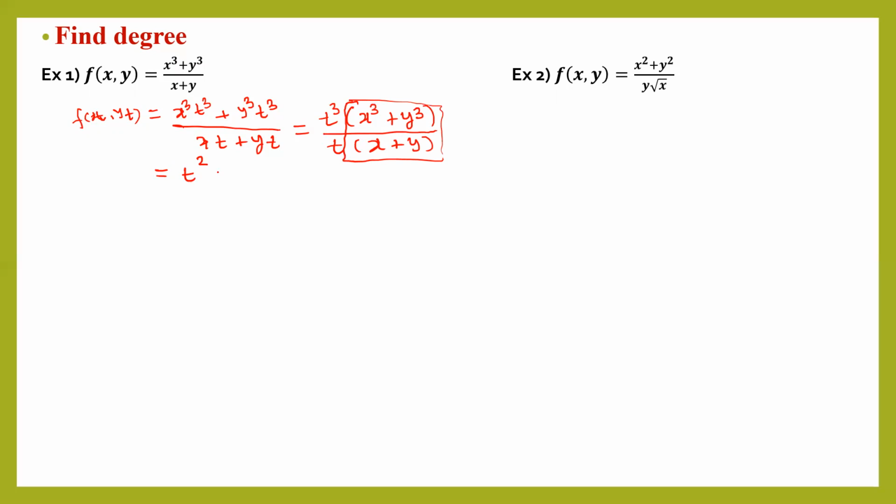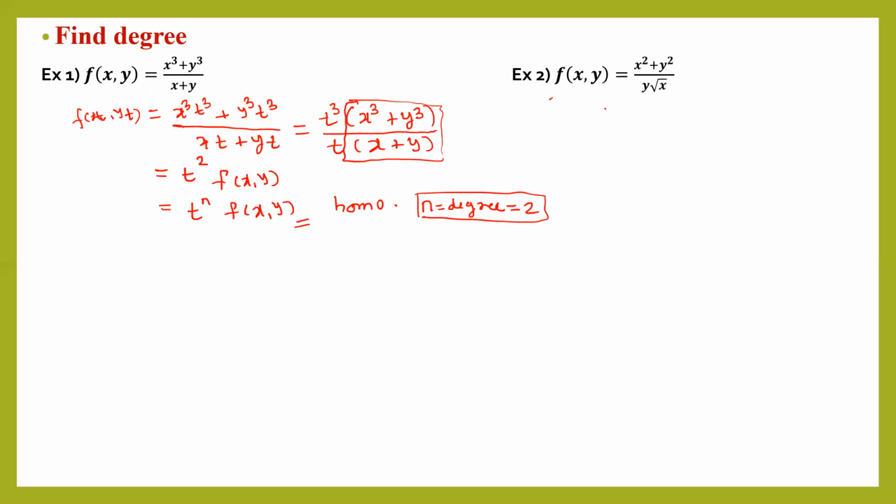This is the original function, f of x1. So we can write this in the form t raised to n f of x1. So this function is a homogeneous function, and here n means the degree is 2.